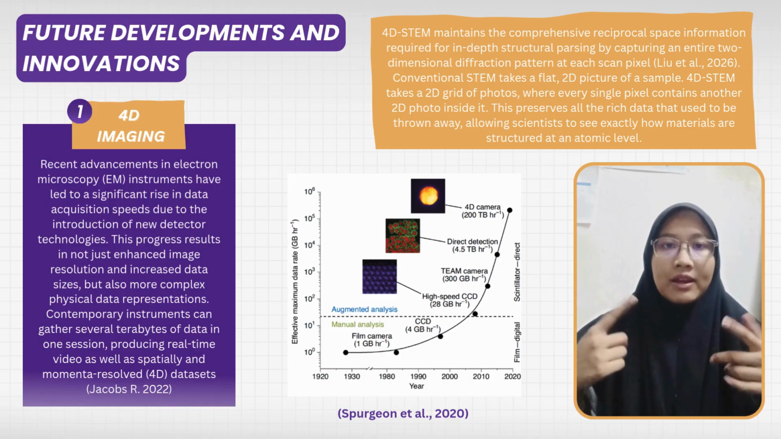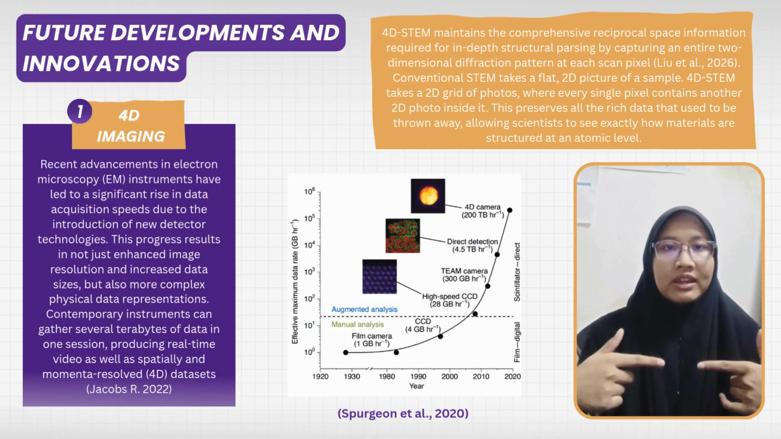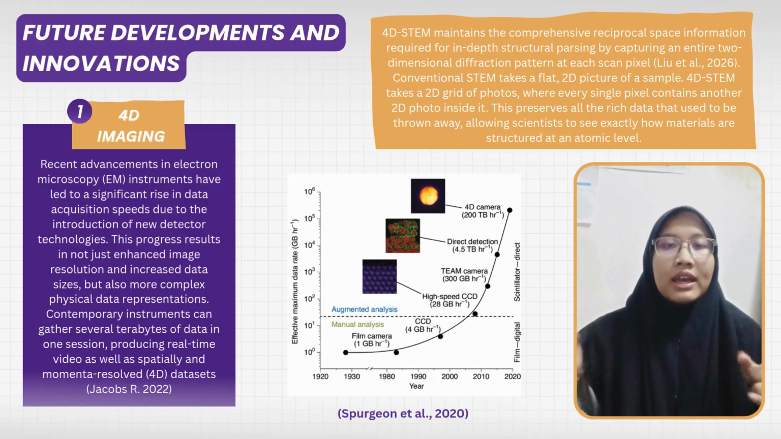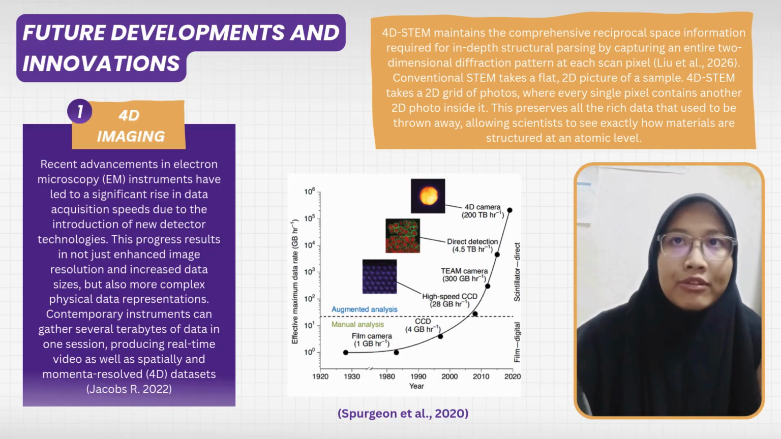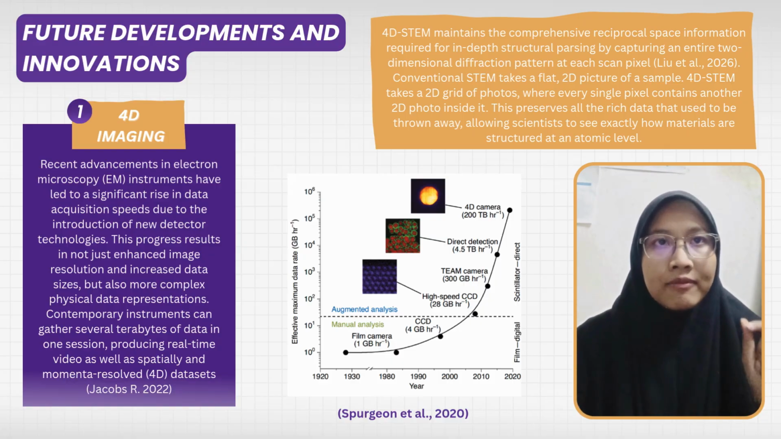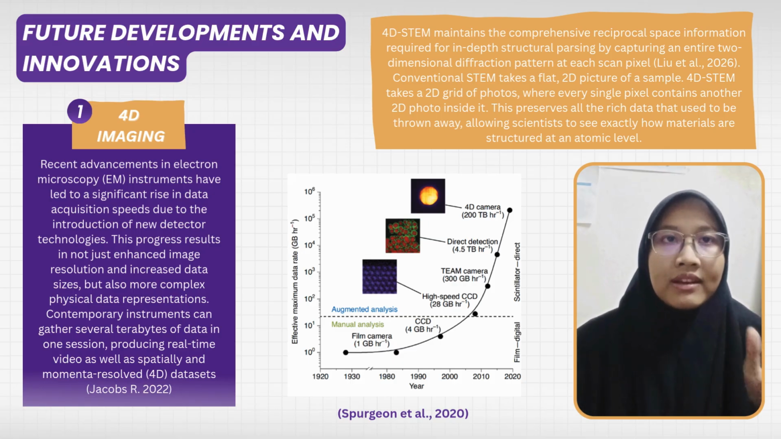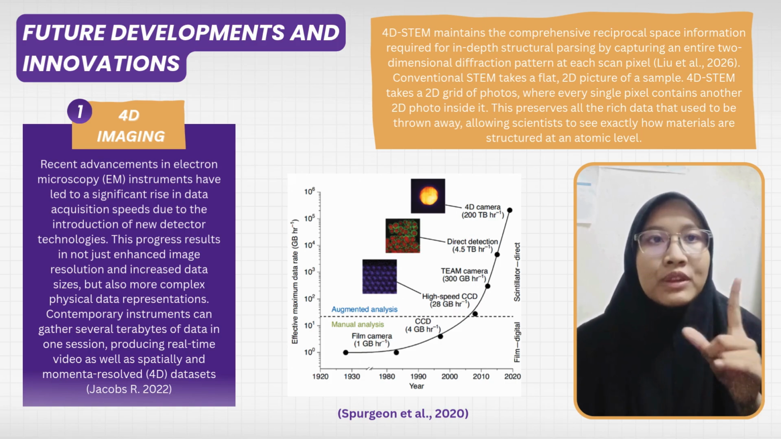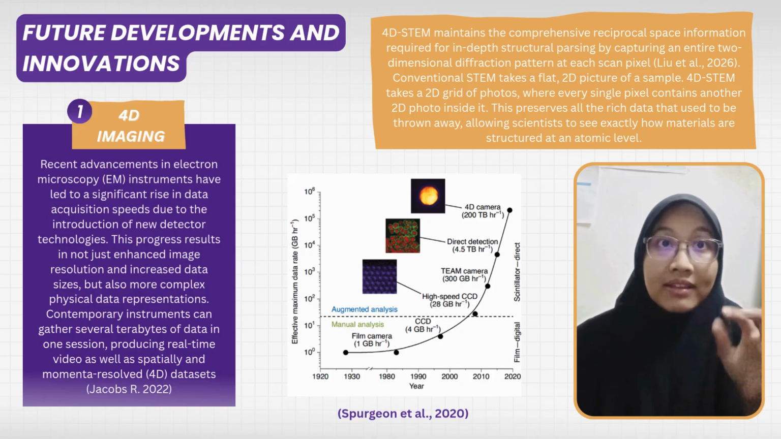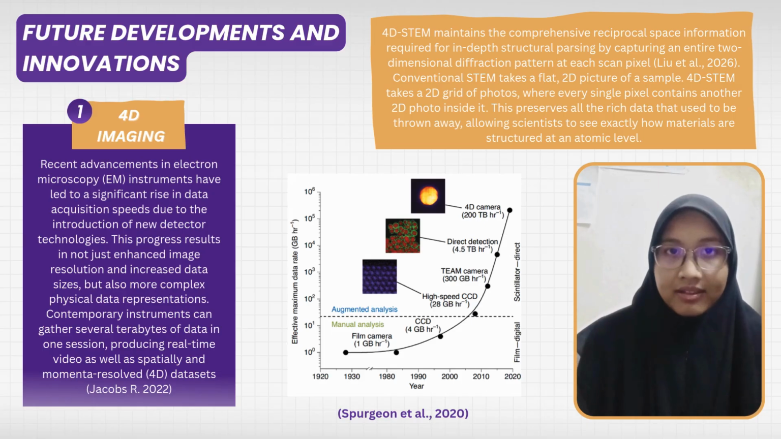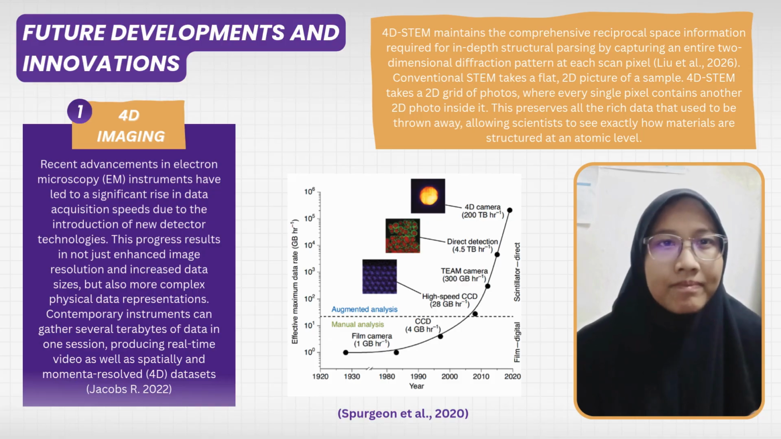However, the recent developments have discovered that we could actually achieve 3D and also 4D imaging in our electron microscope. So, how did this happen? Recent advancement in electron microscopy instruments have led to a significant rise in data acquisition speeds due to the introduction of new detector technologies. This progress results in not just enhanced image size, but also more complex physical data representations.